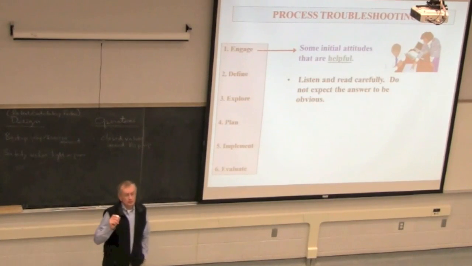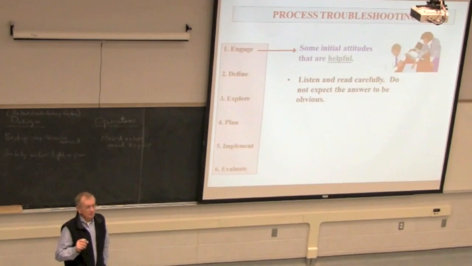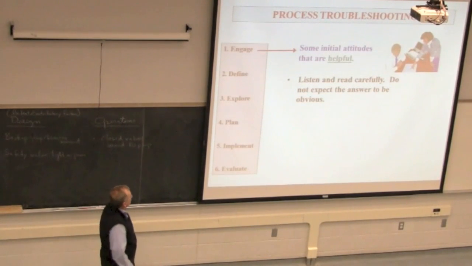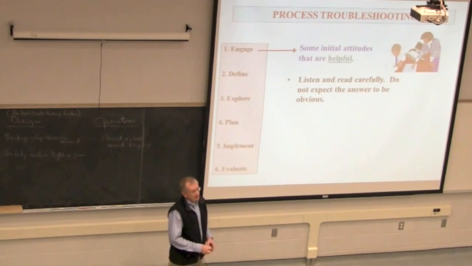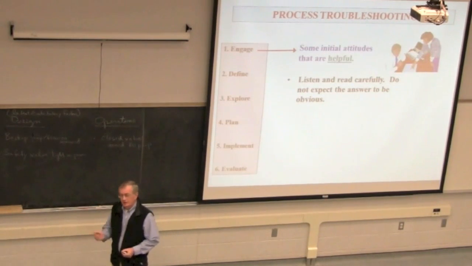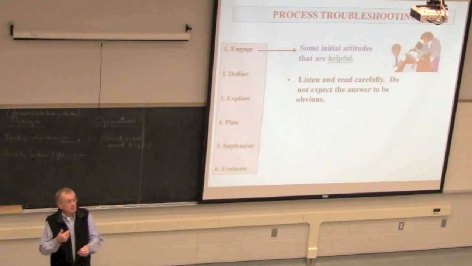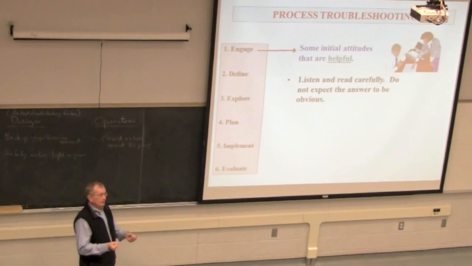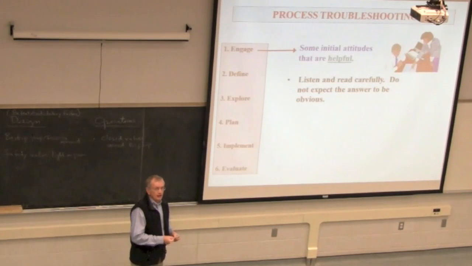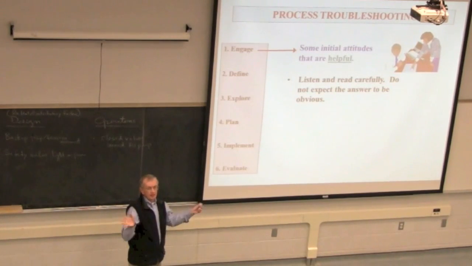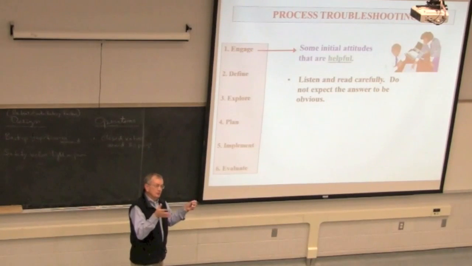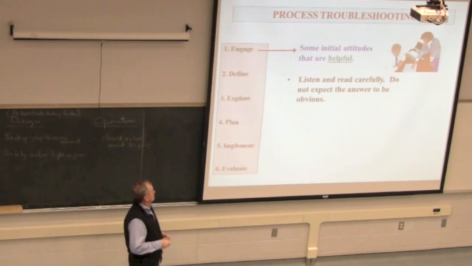Okay, what are we going to do? You're going to make sure that you consider the problem carefully. Go back over the initial information. Do not expect the answer to be obvious, but sometimes the answer's obvious. Then we don't have to go through all this troubleshooting procedure, but we get paid for the things that are not obvious. But you can get a Waterloo engineer to do the obvious stuff.